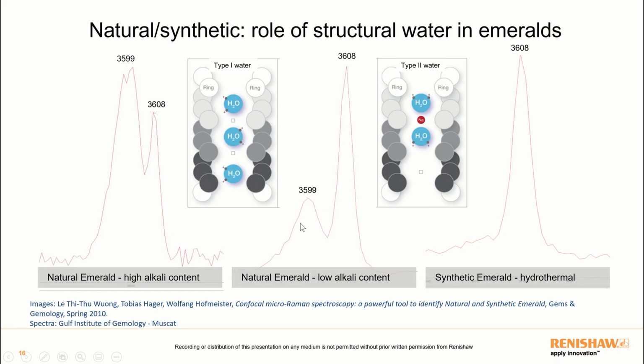Here, in fact, we bring two examples. An emerald from Zambia having a high alkali content, and an emerald from Colombia with a low alkali content, and we can clearly see the inversion of these two bands. So one additional information that we can obtain from this measurement is also the origin of the stone.